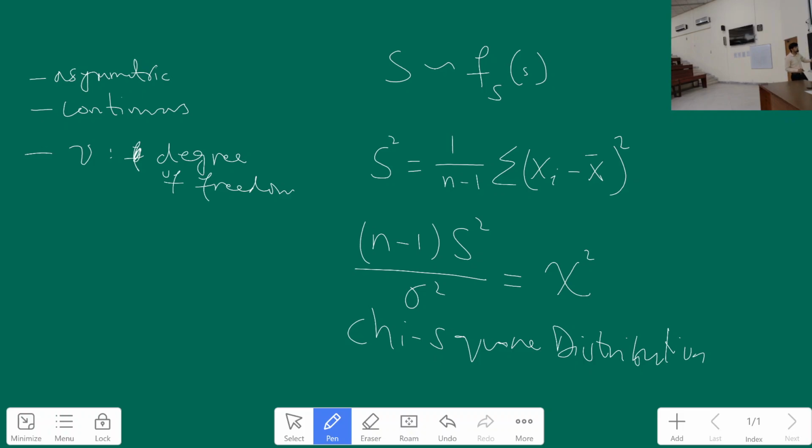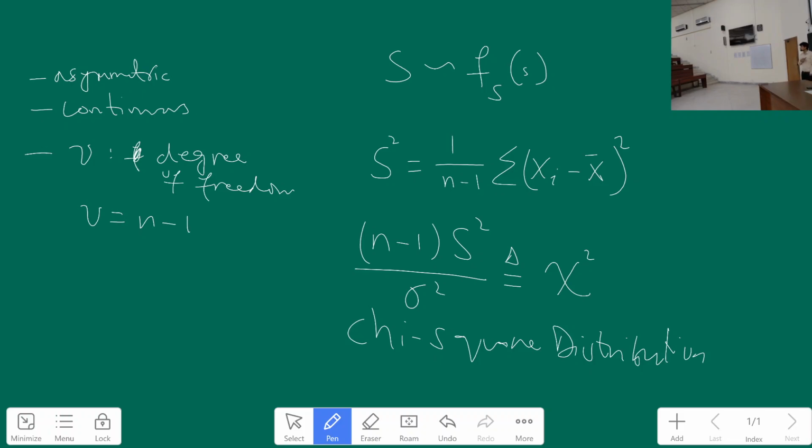Just know that for this guy, a special function of (n minus 1) s squared over sigma squared, let's call it chi square. It's not equal, we're just giving it a name, denoting it like that. So chi square has a chi square distribution. The chi square is asymmetric, it's continuous, and it has a degree of freedom parameter nu, which is equal to n minus 1. So what does that mean?